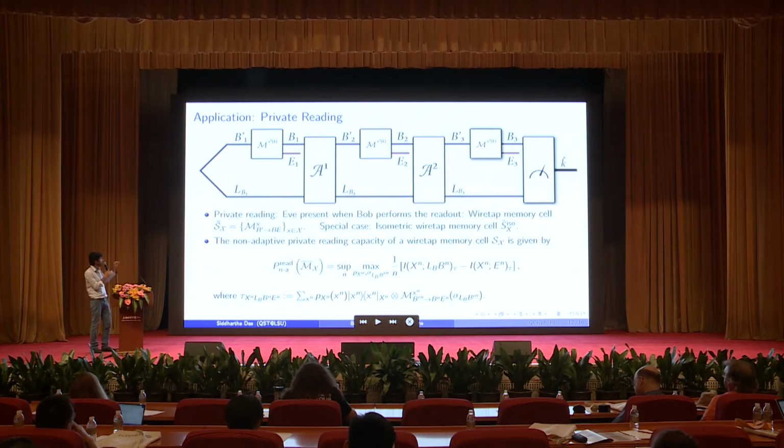So the next question we can ask is, is there any protocol for secure reading against an eavesdropper? And this is what we call private reading. Here we consider a memory cell which is a wiretap. That is, the input is B prime, and it goes to Bob and the eavesdropper. The size of B prime, B and D is independent of X. And we saw that in the non-adaptive strategy case, you can achieve, and also this is the capacity, the difference of mutual information on the Bob side and the eavesdropper side.